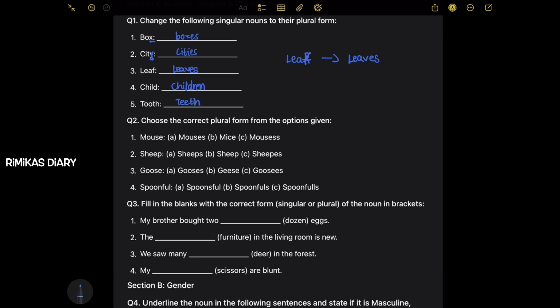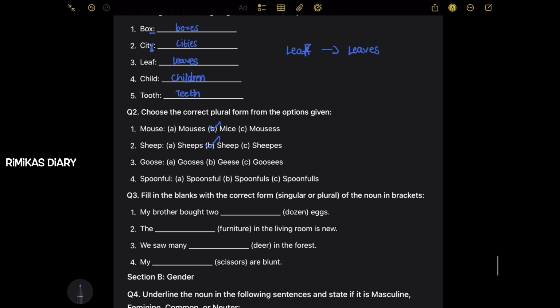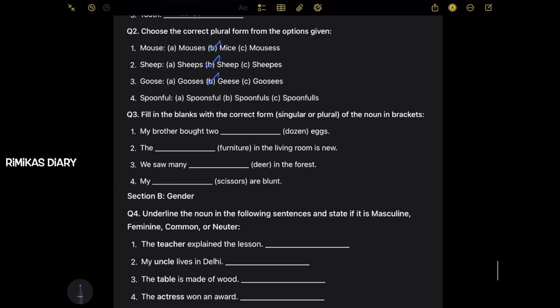Next, choose the correct plural form from the options given. So mouse, mice. Sheep, sheep. Goose, geese. Spoonful, spoonfuls. Fill in the blanks with the correct form, singular or plural, of the noun in brackets.